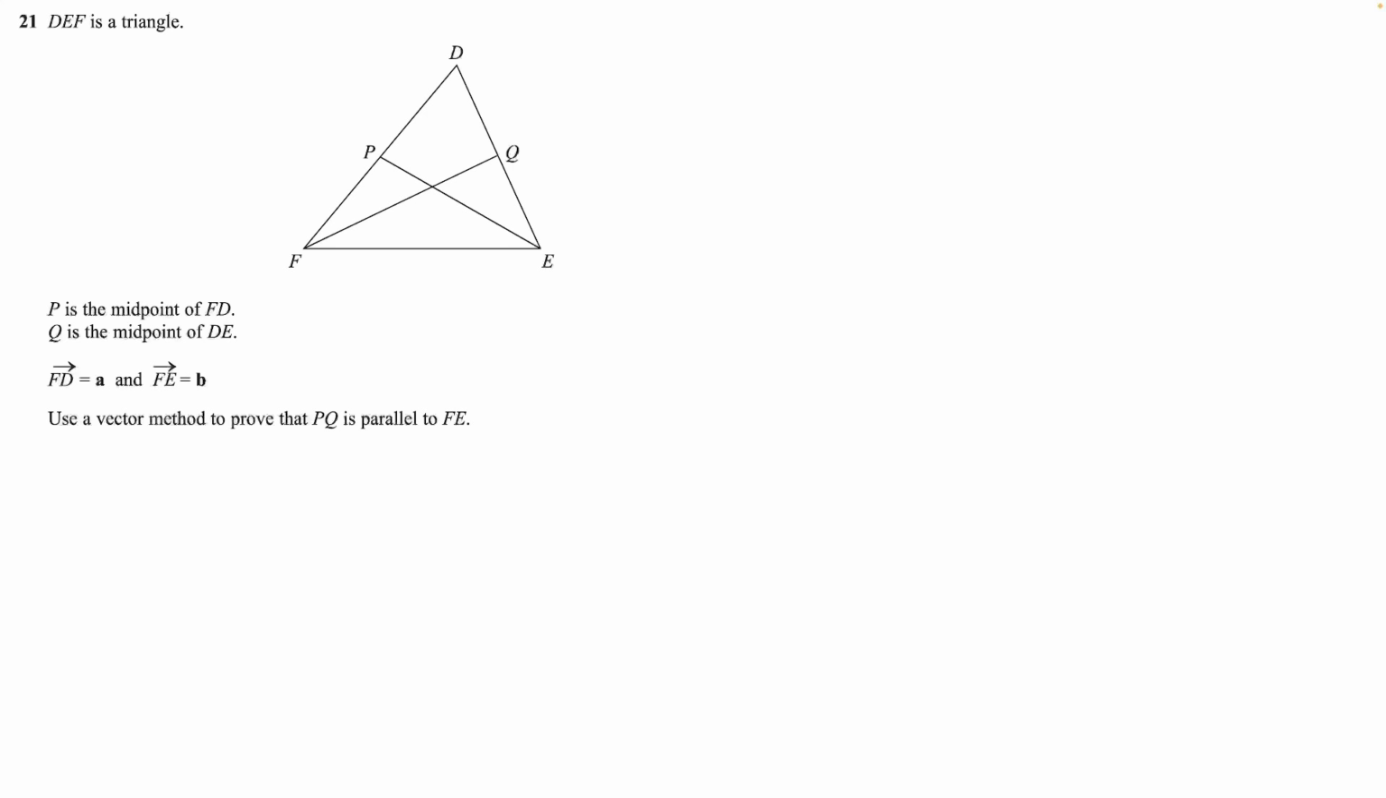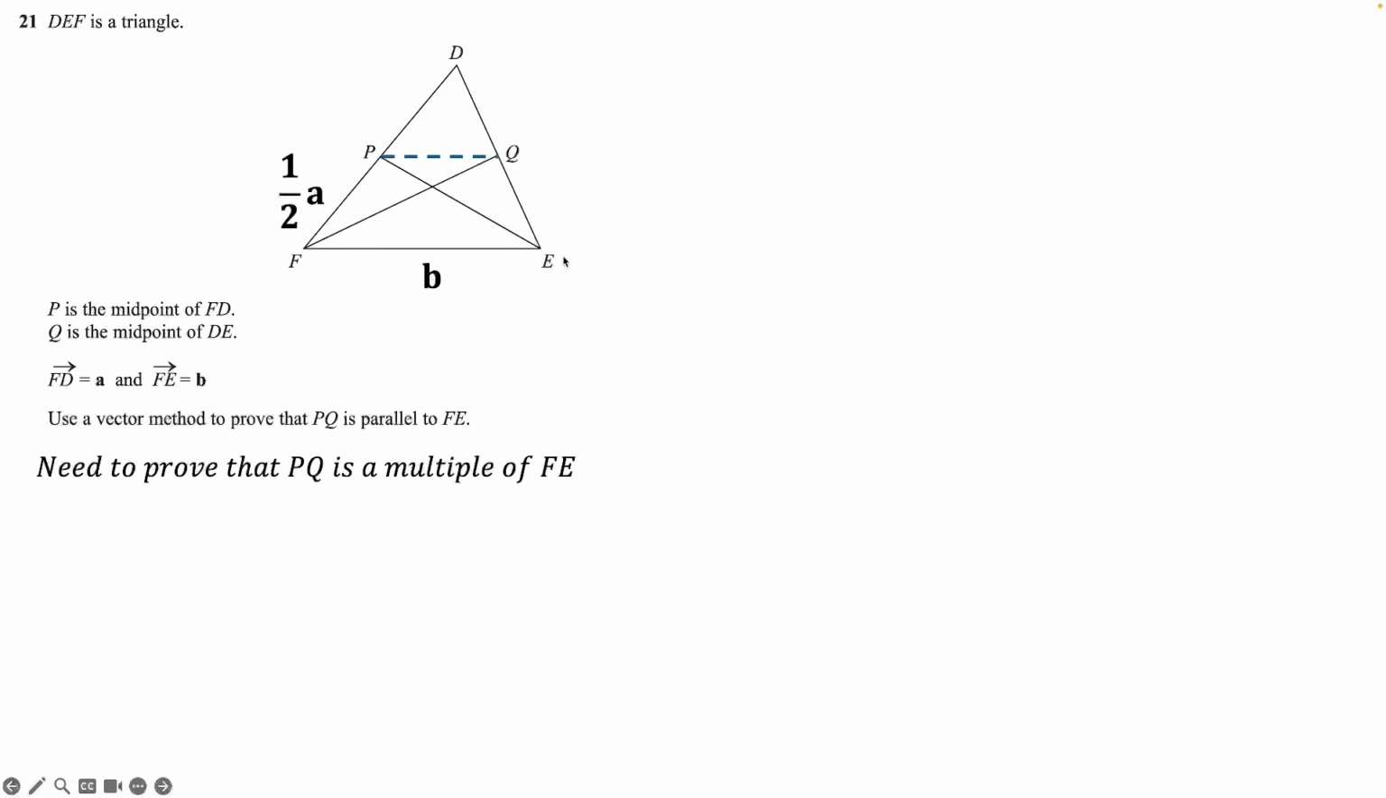So let's first draw some stuff on this diagram. Well, if f to d is equal to a, and this is the midpoint, that means that this section here, f to p, is a half a. And f to e we're given is b. And we want to prove that pq is parallel to fe. Well, let's draw on PQ as a dotted line. We need to prove that this thing is parallel to this thing.